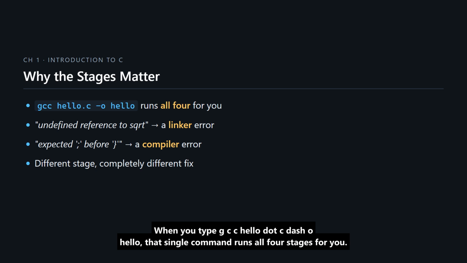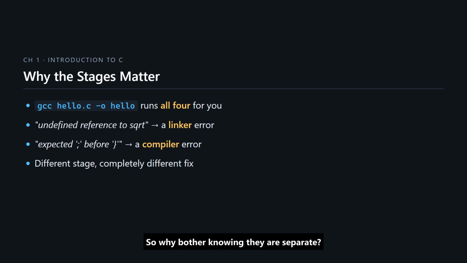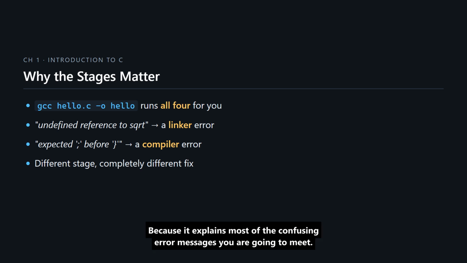When you type gcc hello.c -o hello, that single command runs all 4 stages for you. So why bother knowing they are separate? Because it explains most of the confusing error messages you are going to meet.